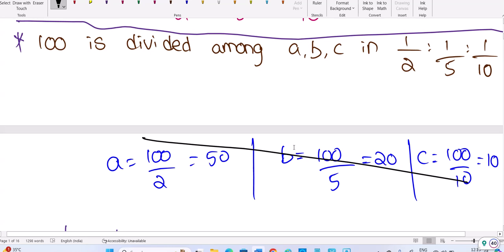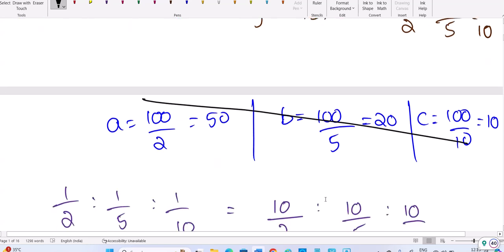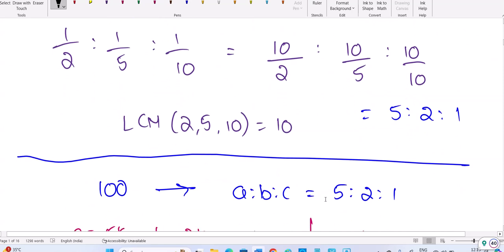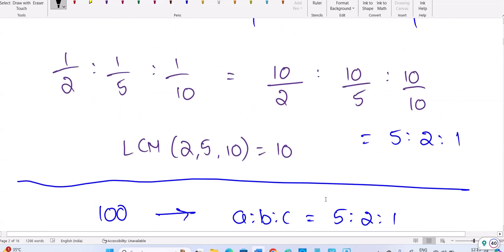Some people may have this wrong perception while doing the question. I'm just going in that way and I'm saying this is wrong. The correct procedure is you need to convert that into integers. A ratio which is in fraction, convert into integers. Then you handle the question.